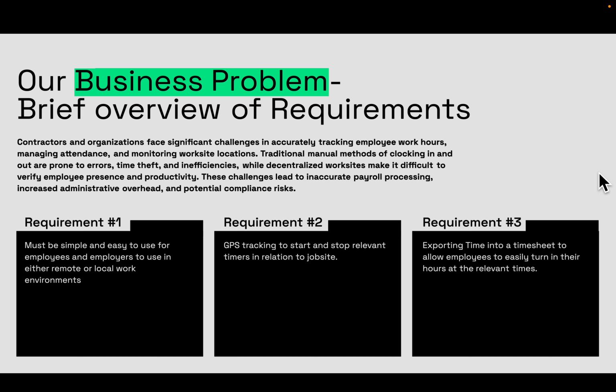So the first requirement was that it must be simple and easy to use for employees and employers, whether remote or in local work environments. Our second requirement was that it had GPS tracking to start and stop relevant timers in relation to the job site. And then our third requirement was that you could export the time into a timesheet to allow the employees to easily turn in their hours.